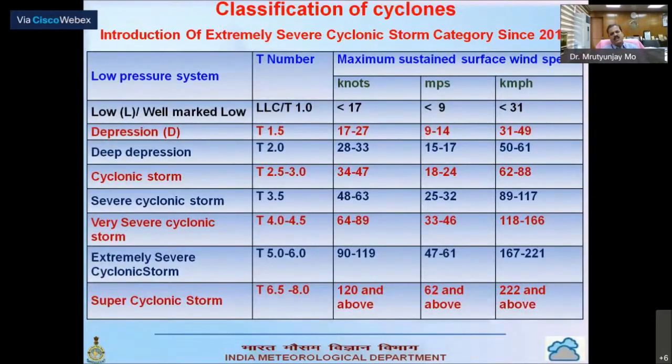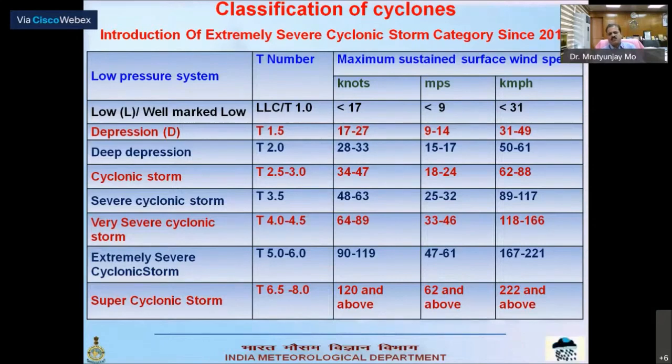As I told you, the cyclone develops from a low pressure area, and when it is a low pressure area, the wind speed associated is less than 31 kilometers per hour. When it is a depression, it intensifies. If all our basic parameters are favorable in the environment, a low intensifies and becomes a depression. The wind speed associated will become 31 to 49 kilometers per hour. And in a deep depression, the wind speed becomes 50 to 61 kilometers per hour.